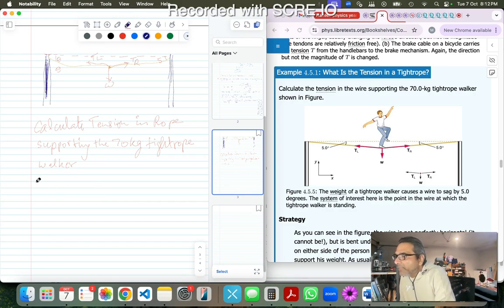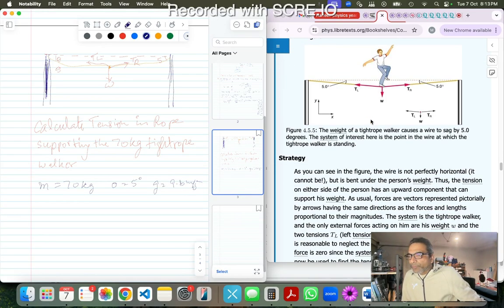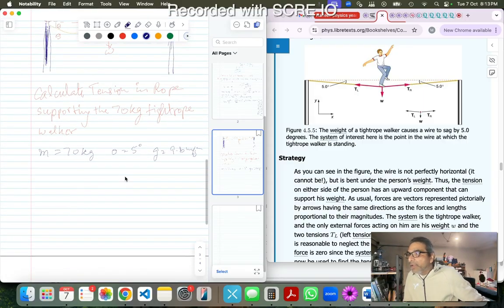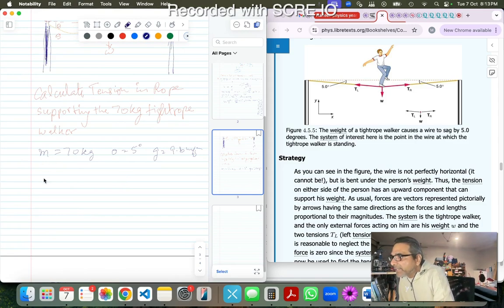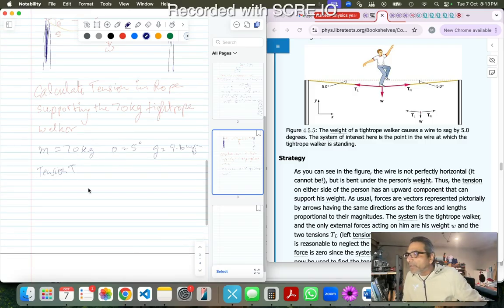Okay, so what is given now? We have the mass of 70 kg. The angle is 5 degrees. Then we have g, which is 8 meters per second squared. Now let's make the first step to solve this. What is given? What has been asked? That's the tension T, another form of force.